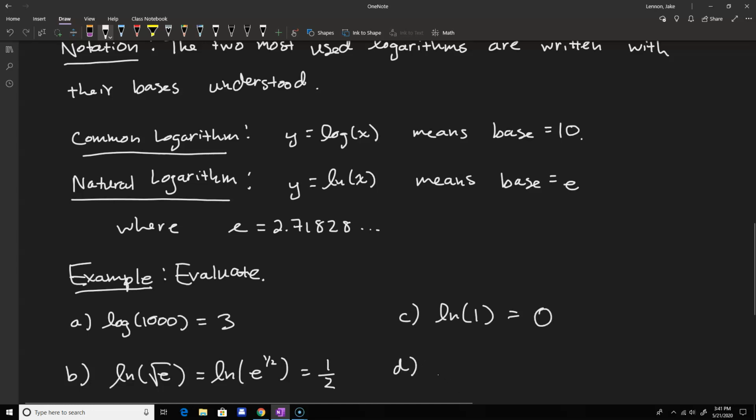And d, let's say we did the log of 1 over 100. Well, 100 is 10 to the second power. So to do the reciprocal, we would just make that the negative exponent. So this evaluates to -2.